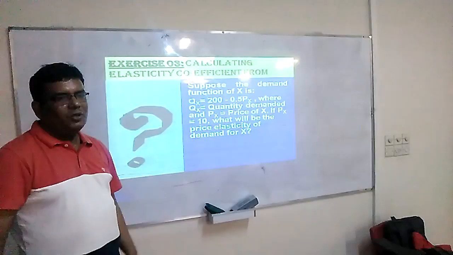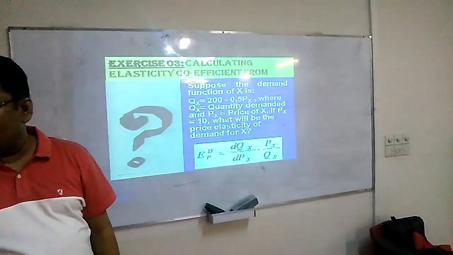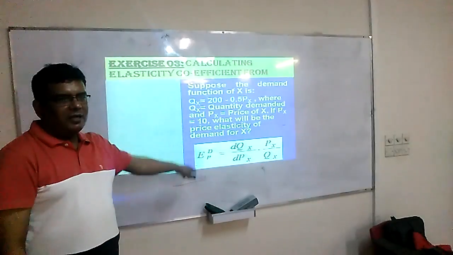Third, this example is related to the equation. You have the equation, so the other formula will not work. You have to use the separate formula. Which is the formula? This one is the formula.